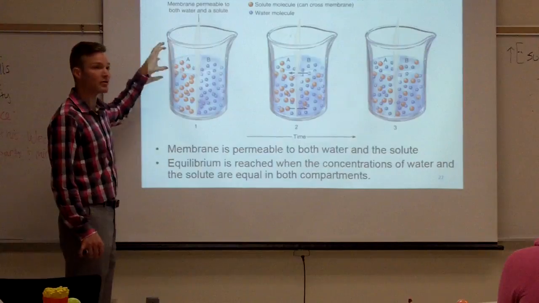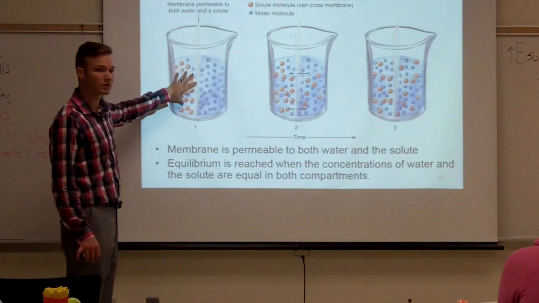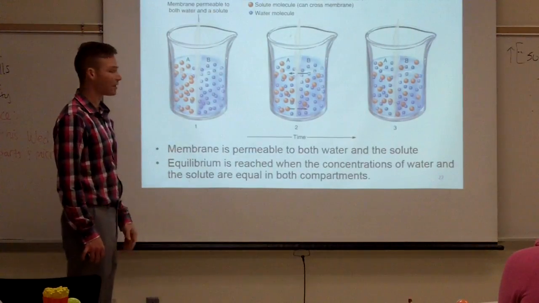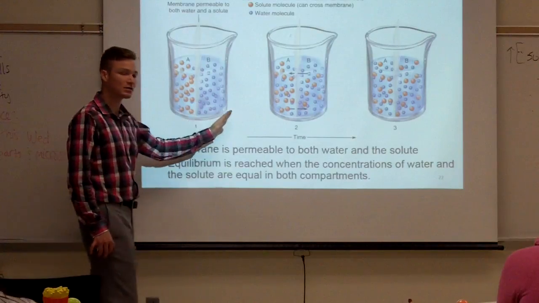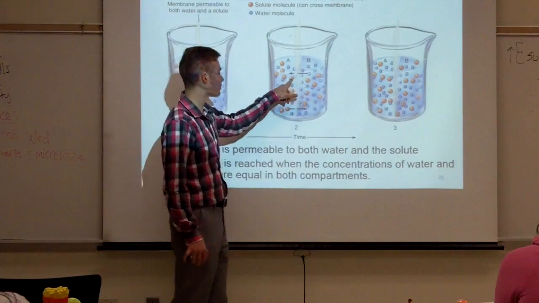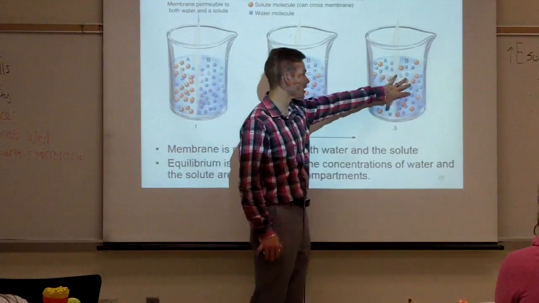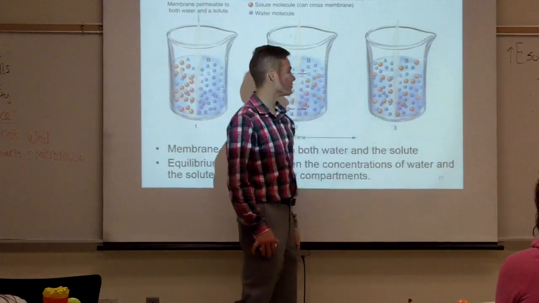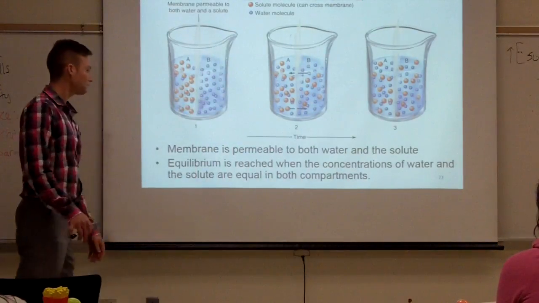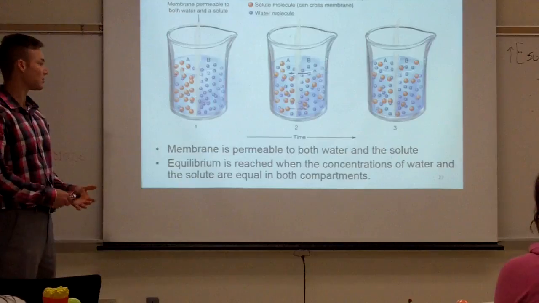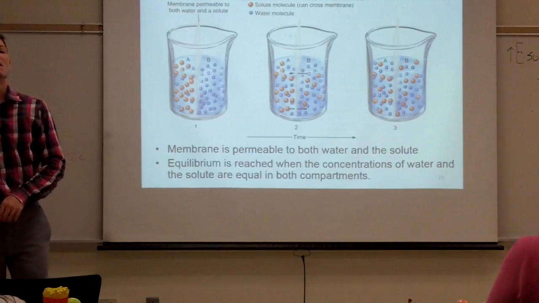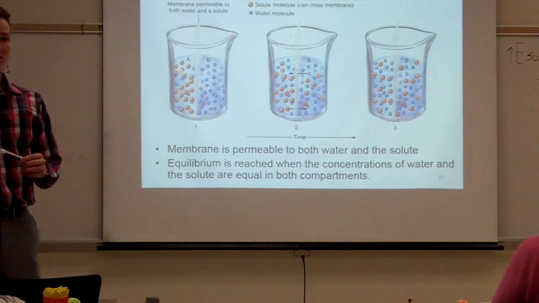And then I want you now to just look at the orange circles. Same thing happens with those. As time passes, the orange circles will also equalize on either side of that membrane. So equilibrium is reached when the concentrations are the same. That's how the body works.